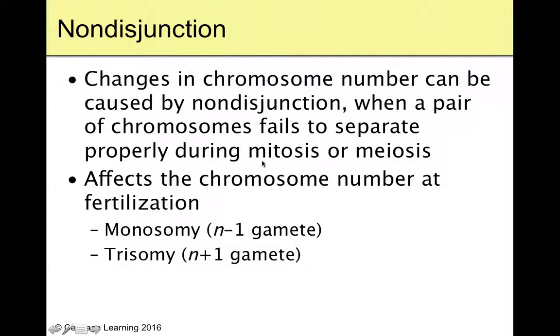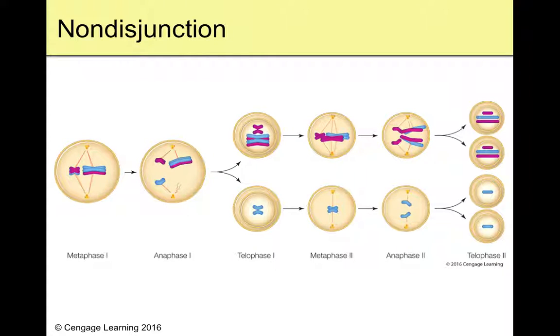So it affects the chromosome number at fertilization. If you're monosomic, you have n minus 1, like I had mentioned before, 45. So if this is a gamete, instead of 23, it would be 22 chromosomes in an egg or a sperm. Not a good deal. If it's trisomy, it's n plus 1, so instead of 23, it would be 24 chromosomes in an egg or a sperm. Not a good deal. Not something humans are going to tolerate well.